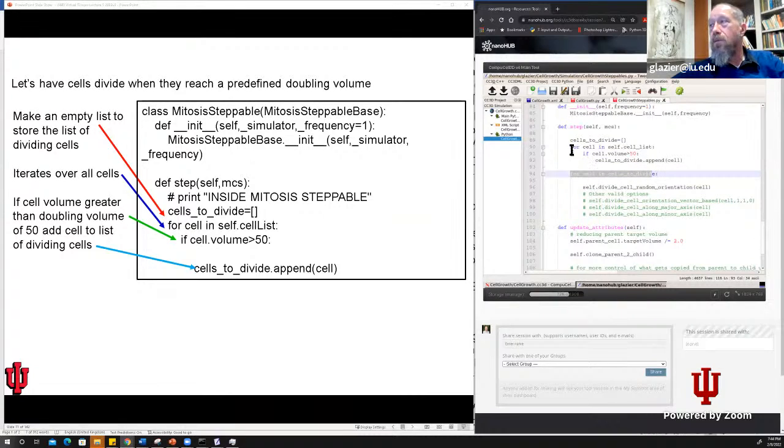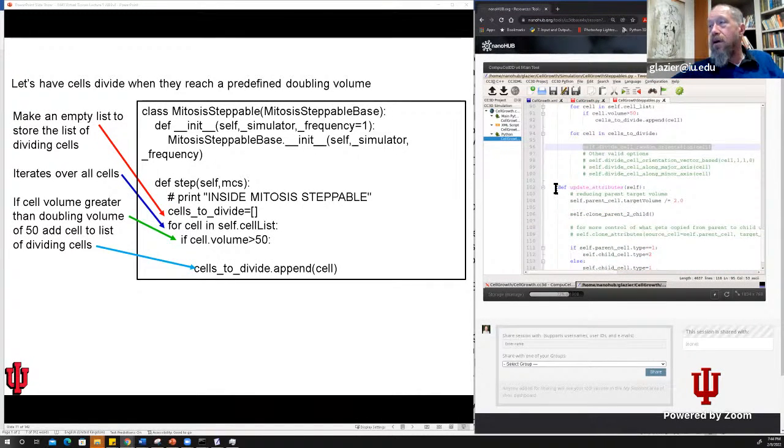The reason we do not want to do the divide in this loop is that a big no-no in Python is to change the list you're iterating over while you're iterating. If we divide a cell, we change self.cellList, and that means our iteration can have problems. So that's why we separate them. And then we go through the cells to divide. Here we're going to divide it with random orientation.